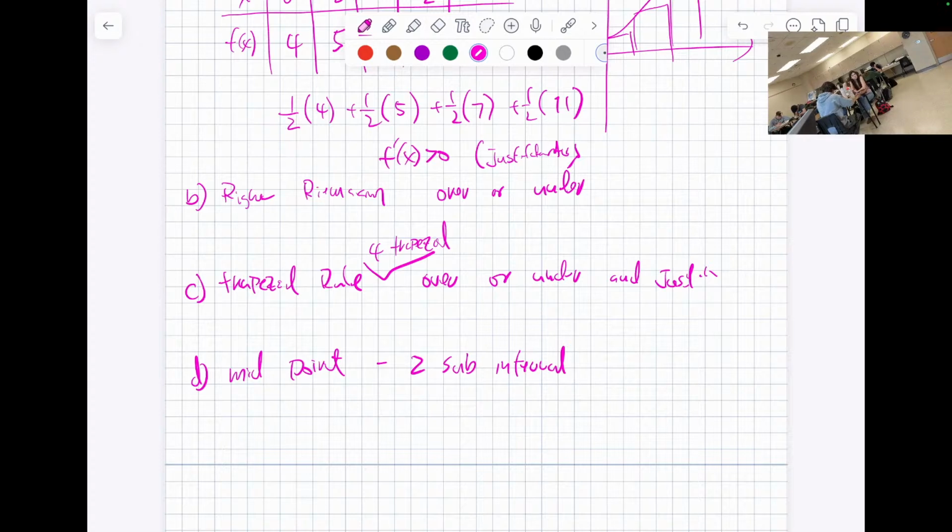So understand, are they over or under? It's very important on the AP exam. I think this is the part where you don't have to understand too much calculus and get the points. Just understand the drawing. So drawing is very, very key information.